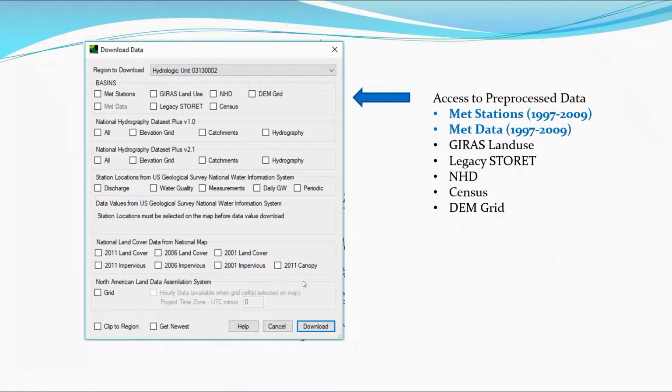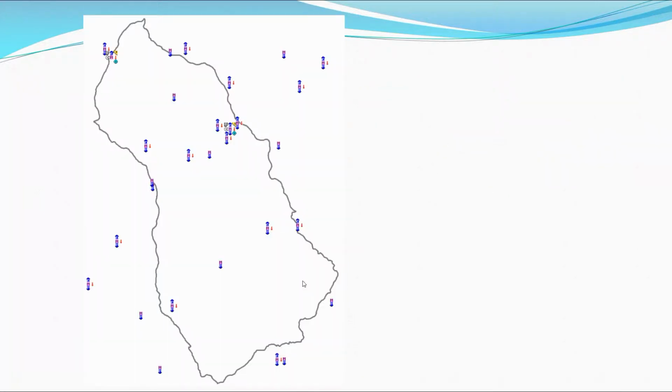So you can use this as your basis for some of your projects, but you may have to go out and get additional data and augment this. So once you select the stations, it will download a stations coverage, and you can pick any one of these stations and download data, and we'll demonstrate that shortly.